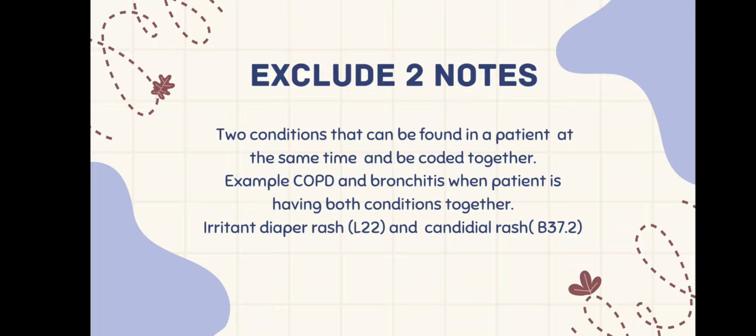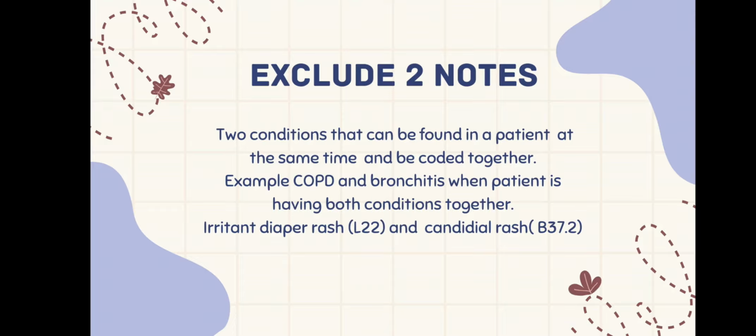Number 2. Excludes 2 note. An Excludes 2 note means not included here, but sometimes both conditions may exist together. If a patient has both conditions at the same time, two codes can be assigned. An example is COPD with acute bronchitis. A patient has chronic obstructive pulmonary disease, COPD, and also develops acute bronchitis. COPD is a long-term lung disease, while acute bronchitis is a short-term infection of the airways. Since both conditions can occur at the same time, ICD10CM allows both codes to be reported when documented.